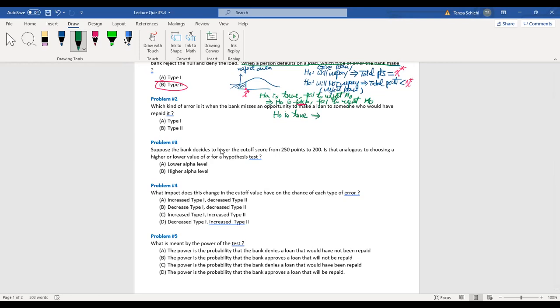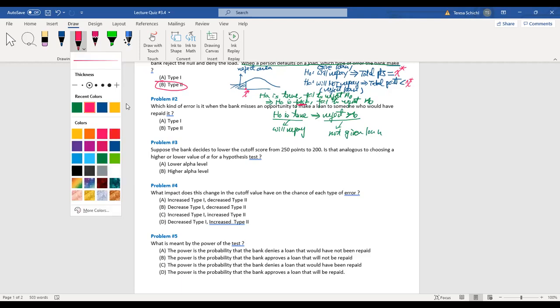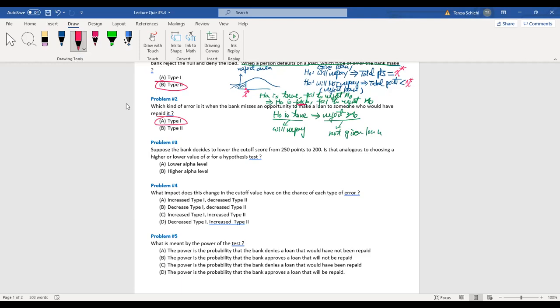What does that mean? So the bank rejects H0. That means the bank does not give the loan, right? So H0 is true, which means this person will repay. In fact, this person will repay. I reject H0, that means I am not giving the loan. So what type of error do we make? H0 is true, and reject H0 is type 1 here. So you need to write the information down and then think about it, right?